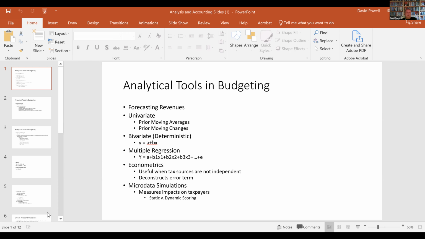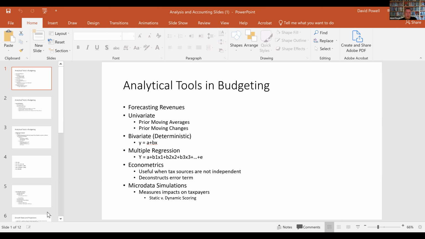So obviously it's a little bit more sophisticated than prior moving averages and prior moving changes, because now we are using another variable to predict our revenue that we are forecasting. So we're using a separate variable, oftentimes, like I said, gross domestic product, in order to forecast our revenue.